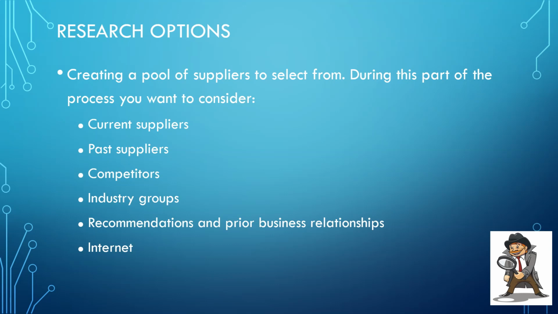And then we look at competitors. You may be able to buy from a competitor if it's ethical and with low risk. Industry groups, many of which are non-profit and maintain databases of member companies, recommendations and prior business relationships, perhaps created while working at other companies, and of course the internet, which offers countless opportunities to find, research, and contact potential suppliers.